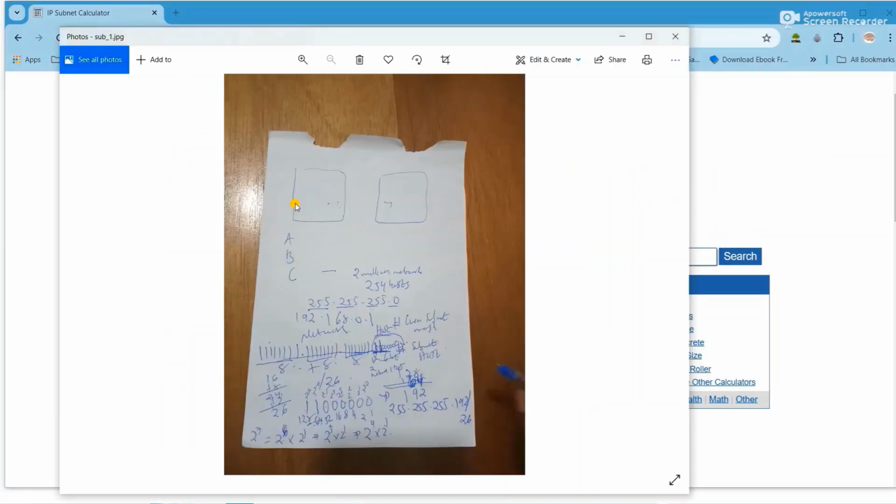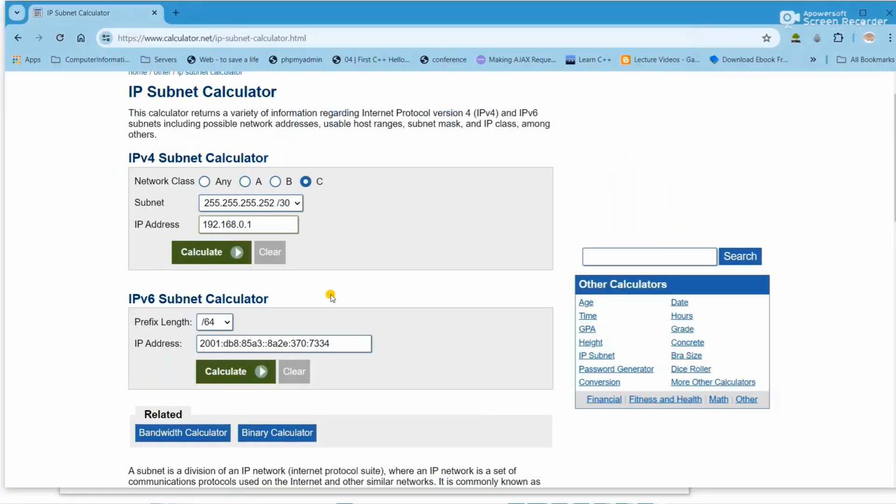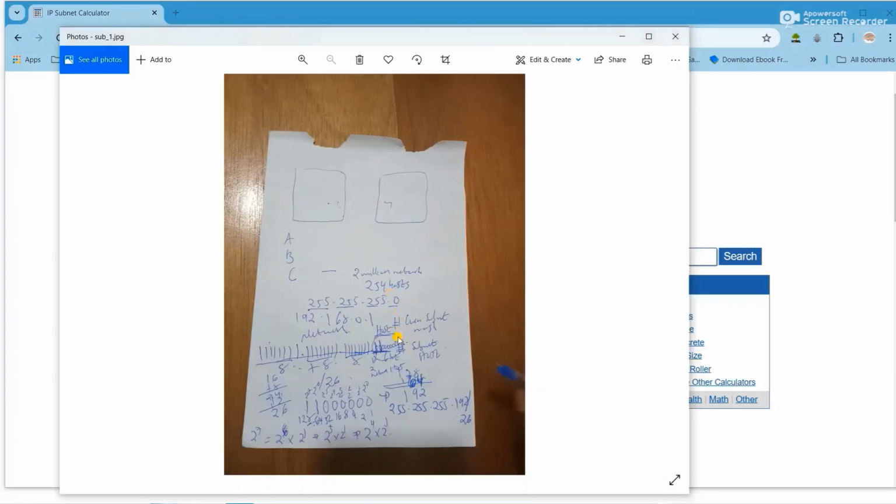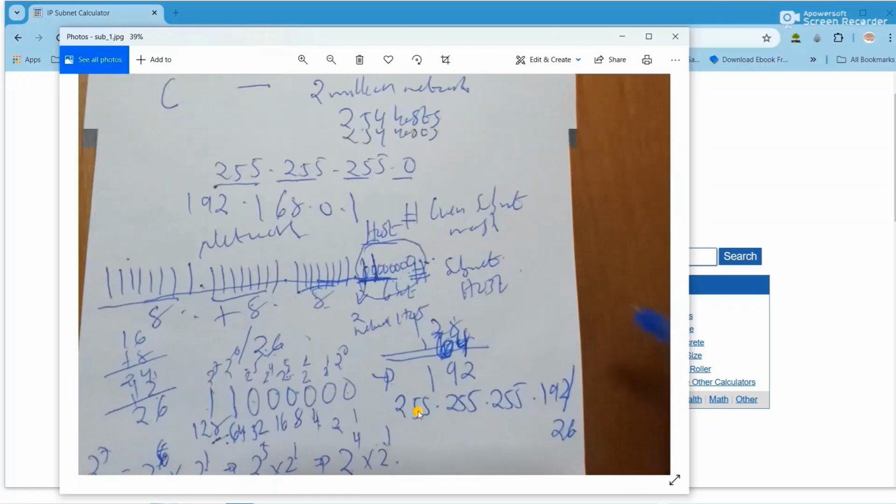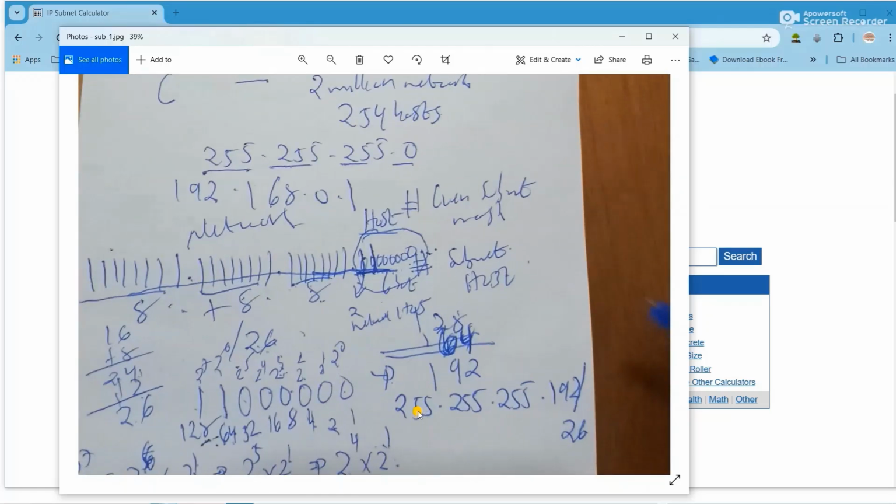Let's confirm the subnet that we created. We created a subnet of 255.255.255.192, so the network length is 26. Let's see if we have 26 here. Oh, that's good, so it's correct. 192 actually gave us 26, which confirms that this subnet mask was right. So we are good to go.